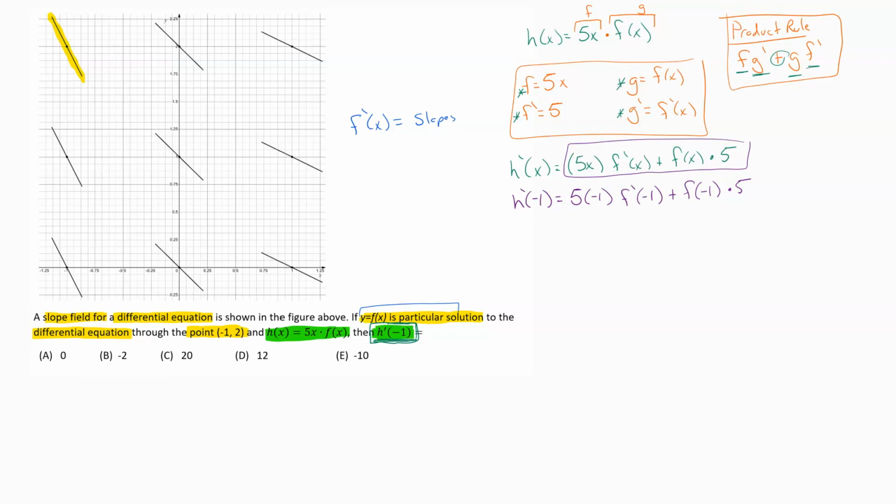So what do I do here? You know, the first piece of this is straightforward. Okay, 5 times -1, that's -5. Then when I go to find my derivative value, remember derivatives are the slope. And so what I need to do is find the slope at -1. Well, that is the slope that I have over here in yellow.